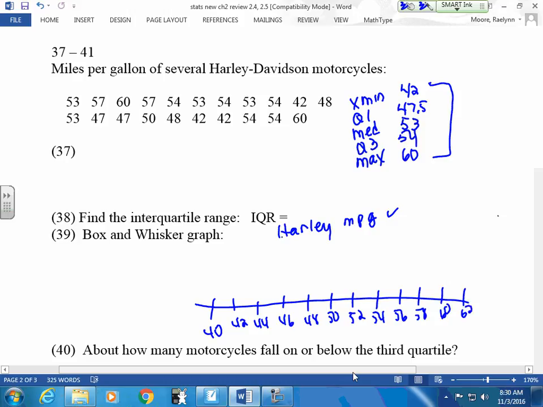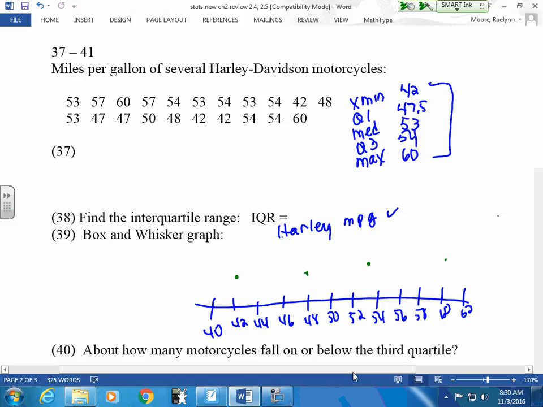Perfect. Now, remember, first I want you to plot all those points above your number line. Don't put your box and whisker on your number line. So I find 42, I put a dot. I find 47.5, I'm very close to 48, just put a dot. My median 53, I'm between my 52 and 54. My max, 60. Whoops, did I miss one?